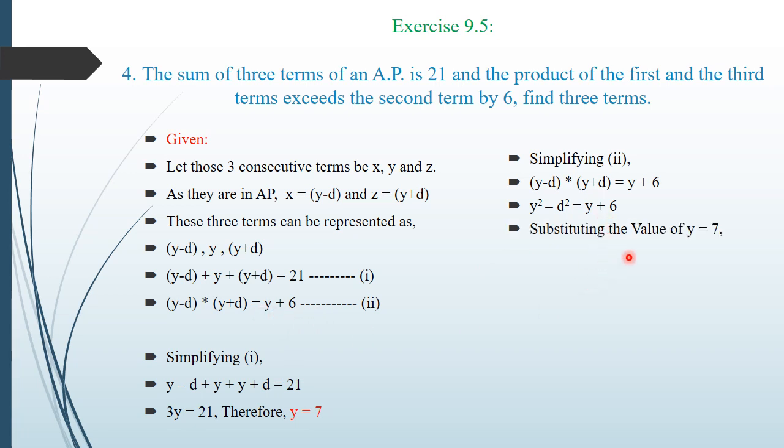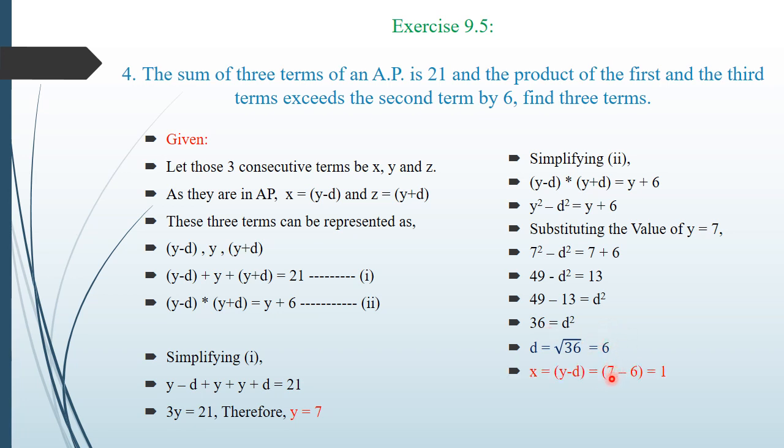Further simplifying this, substituting the value we just found, y is equal to 7 here. Therefore, wherever y is there, I will substitute 7. 7 square minus d square is equal to 7 plus 6, or 49 minus d square is equal to 13. I'll bring 13 to the left side and take d square to the right side. Therefore 49 minus 13 is equal to d square, or 36 is equal to d square. When I take the square root of this 36, it will be 6.